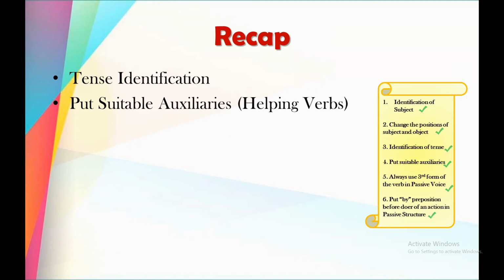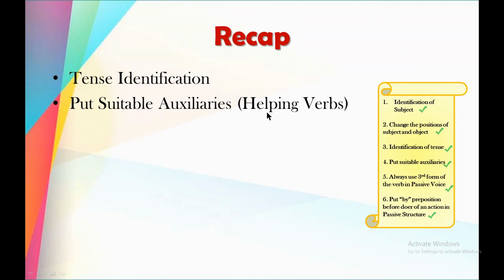And then, my dear students, at the end of this lesson, I will recap all the 6 steps. What you need to do is to follow all 6 steps of changing of voice. You need to identify the subject and object. This would be your first step. Then you should change the positions of subject and object, and then you have to identify the tense, and then you have to put suitable auxiliaries, and then use always third form of the verb in passive structures and by preposition before doer of an action.